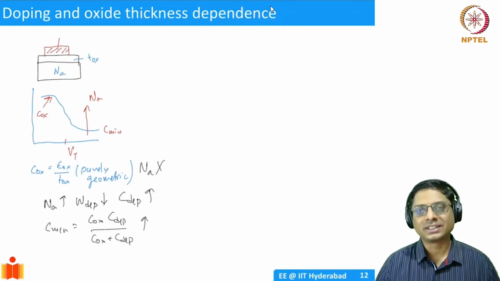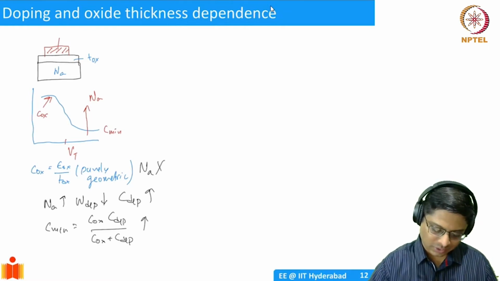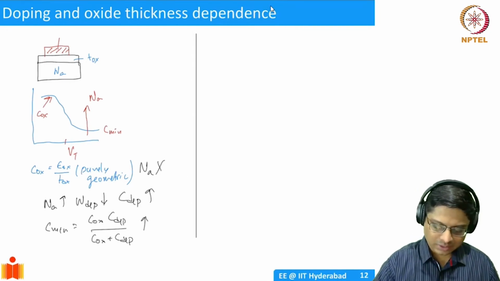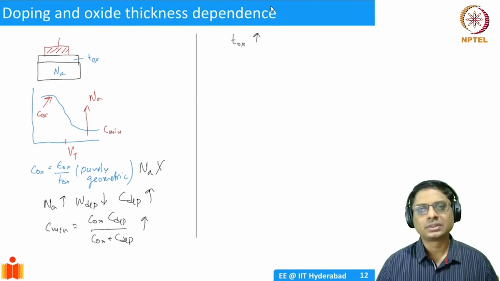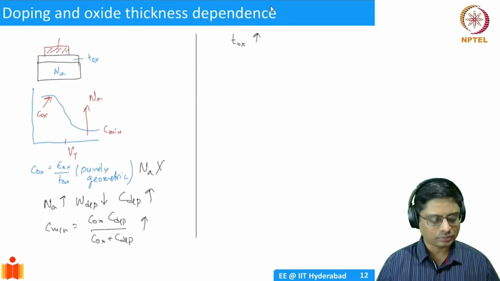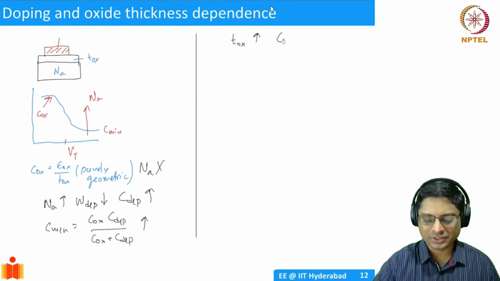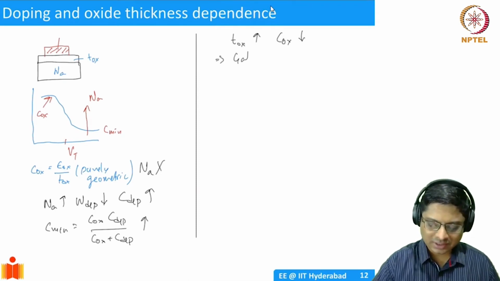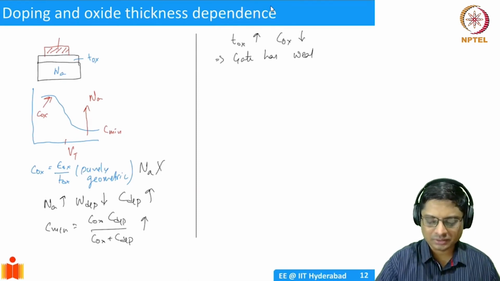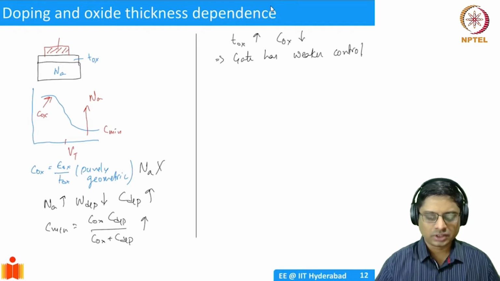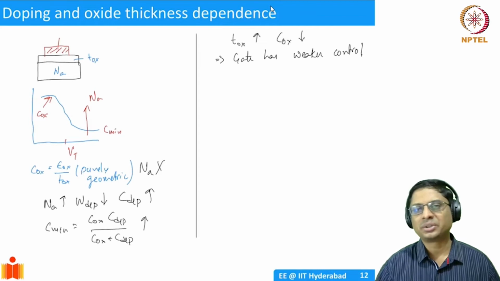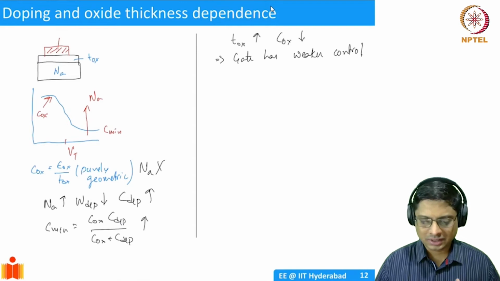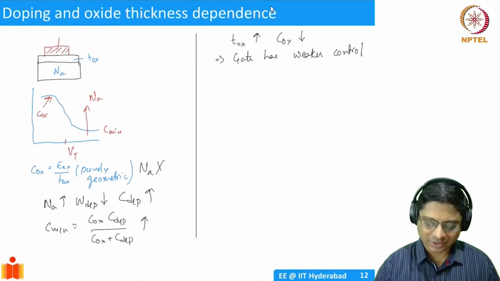Let's say what happens if your oxide thickness increases. If TOX increases, what should happen? Well, one of the straightforward consequences is COX will reduce. Capacitance of the oxide will reduce. So this implies the gate has weaker control. You don't really have a sufficient ability to deplete or invert. Essentially, that's what it is, much weaker control.